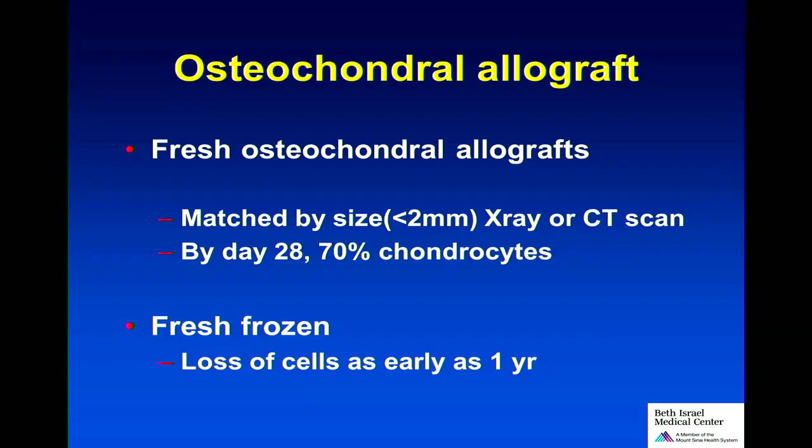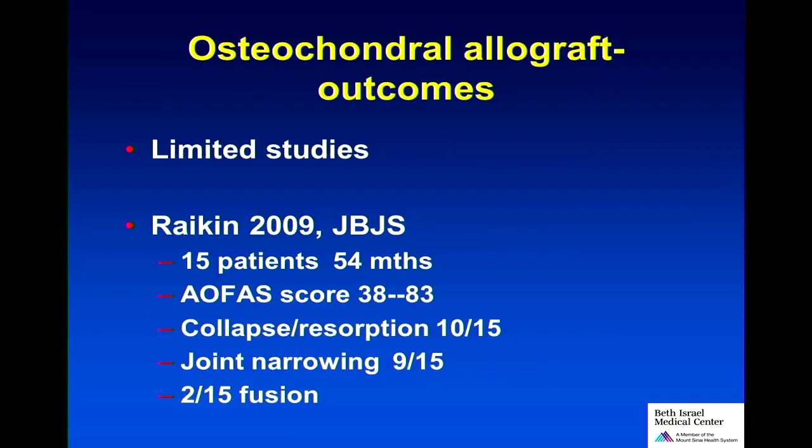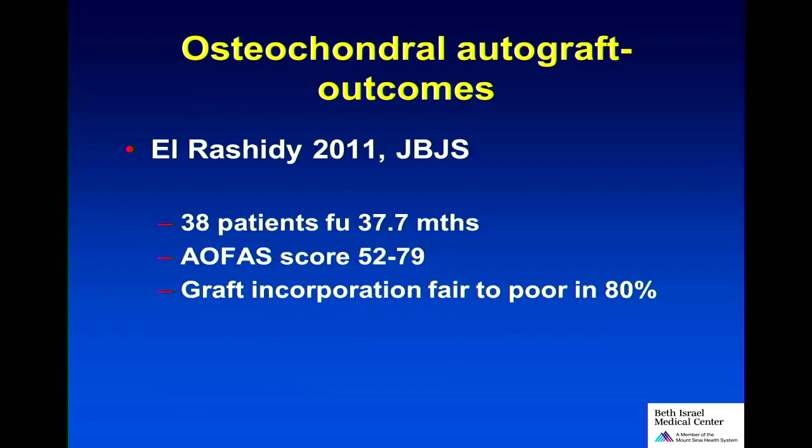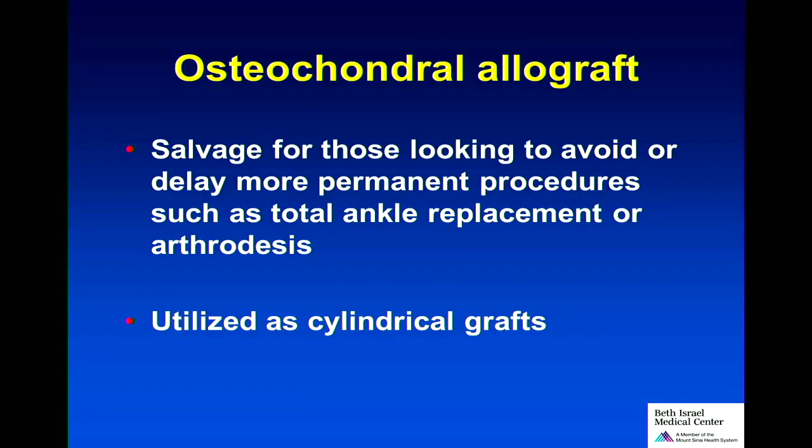Fresh frozen really are a less desirable graft. In terms of outcomes, Raikin really has been the one to describe these the most. He looked at 15 of his patients, with some decent improvement in AOFAS scores, but a good amount of collapse and resorption of the graft, joint space narrowing, and two of these went on to fusion. El Rashidi had similar results in terms of the AOFAS score, and again, poor graft incorporation in a large amount. So really, these are more a salvage procedure for those looking to delay more permanent procedures such as ankle replacement or ankle arthrodesis. They can also be utilized as a cylindrical graft in an Oates type procedure as well for smaller lesions.